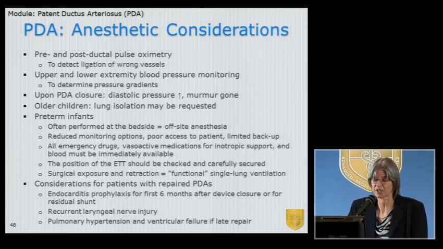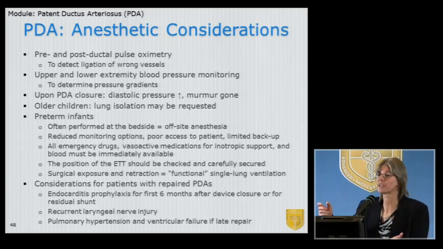The position of the endotracheal tube should be checked and carefully secured, especially when you turn the kid a little bit, which can lead to mainstem intubation or even easy extubation because it's only a few centimeters in. The surgical exposure and retraction is basically a functional single lung ventilation, and some of these kids are very, very difficult to manage, especially if they have pre-existing respiratory distress.